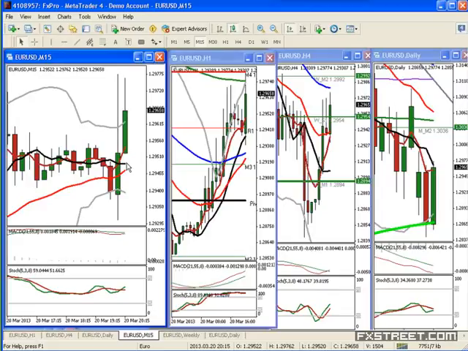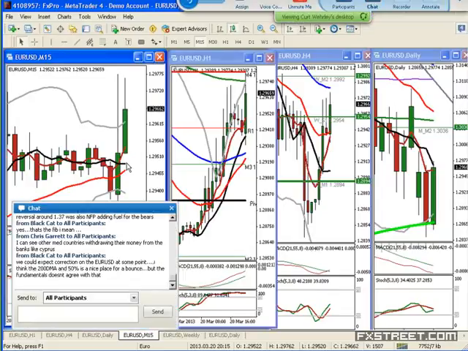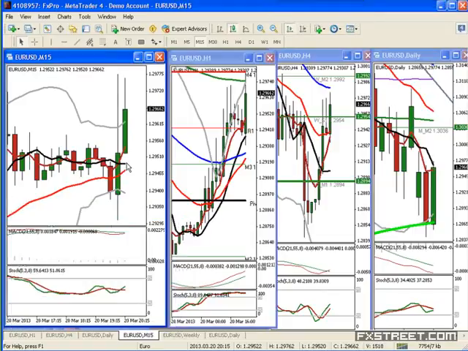Black Hat, when you refer to correction, do you mean a correction up of the move down since the early February high? Yeah.